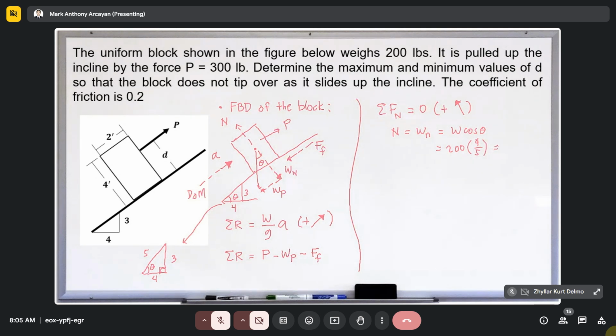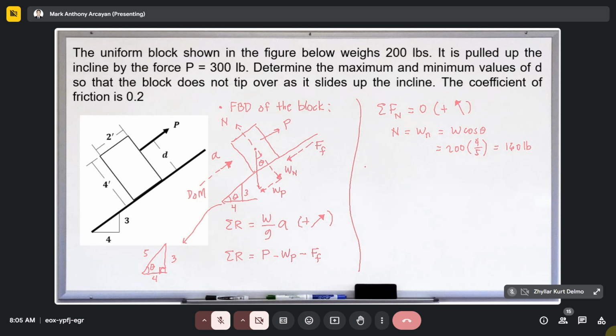So 200 times 4/5, 200 divided by 5 is 40 times 4. So it's 160. It's 160. 200 divided by 5 times 4. So it's 160. 160 pounds. This is the value of our normal force.